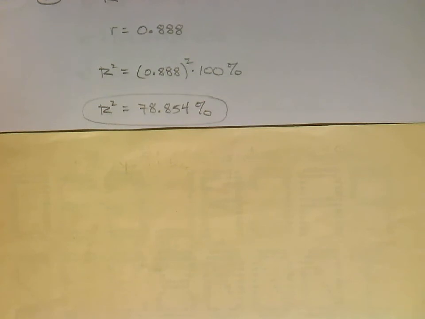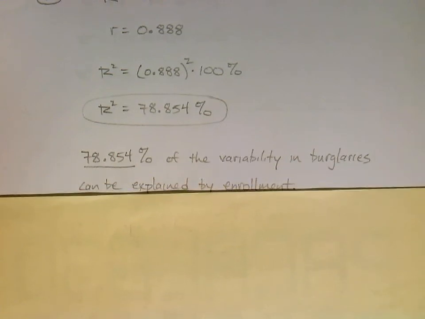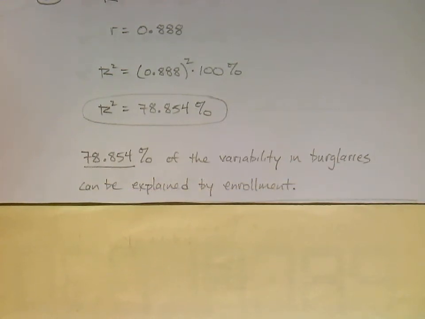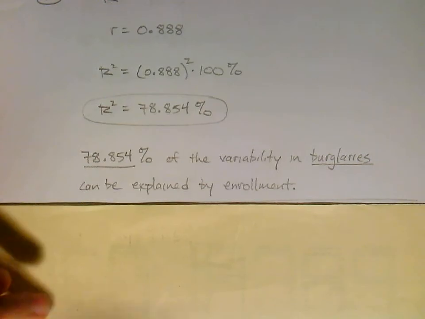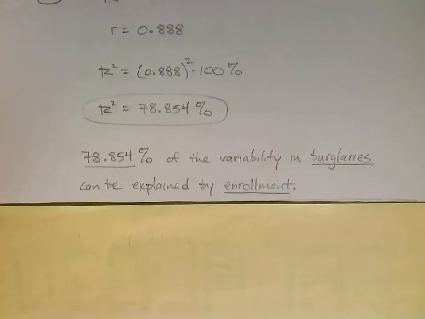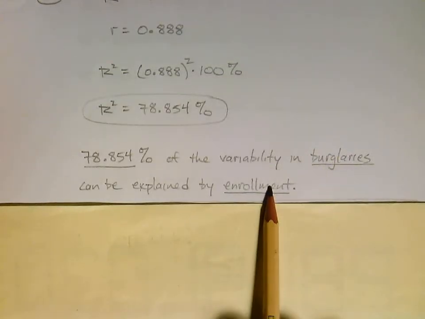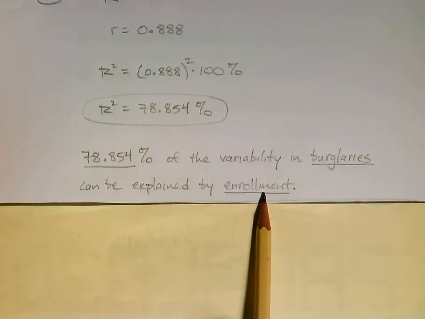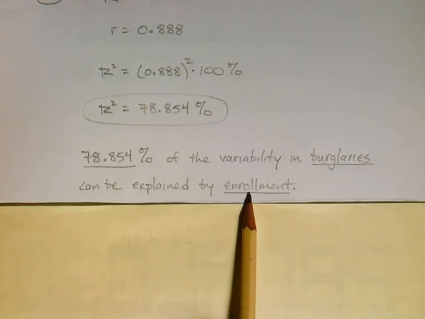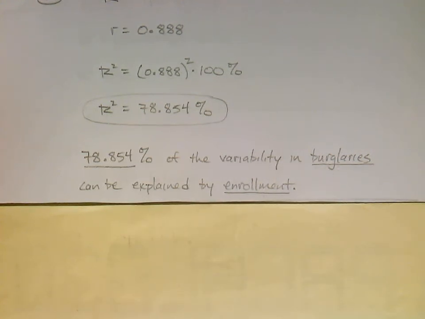Okay. Oh, and state the interpretation as well. Okay, so we'll use that sentence structure just above. We'll go ahead and fill it in with our percentage. 78.854% of the variability in burglaries, here we put the Y variable first, can be explained by enrollment. Now, in this case, it is very important to get the order right here. We want the Y value can be explained by the X variable. So this is the explanatory variable, so it can be explained by that, and that's the response to it.